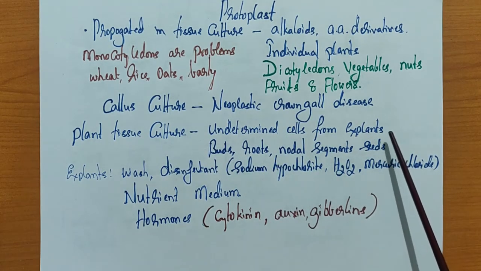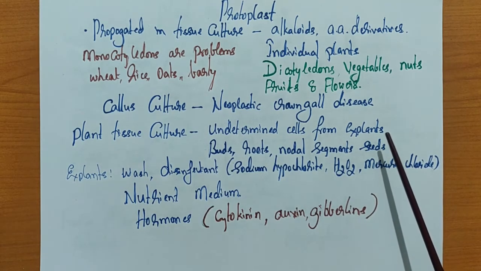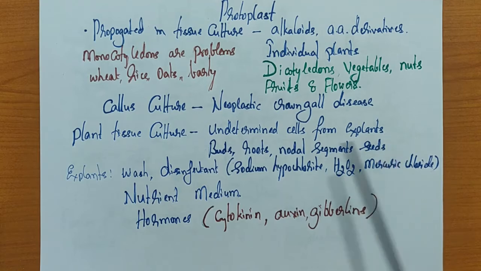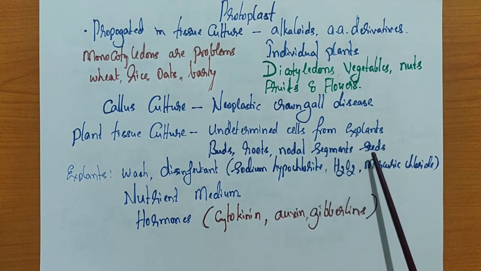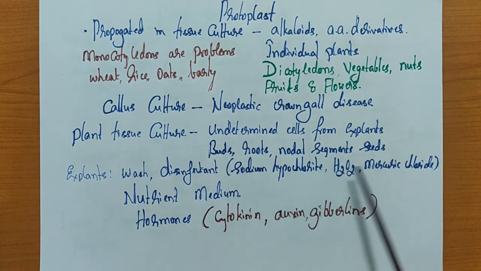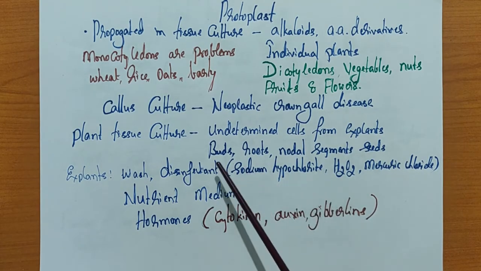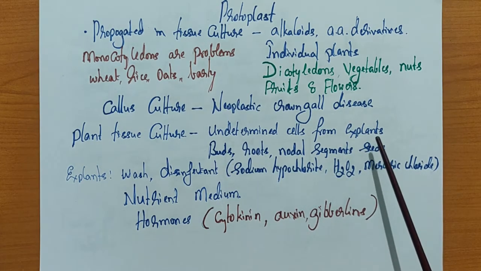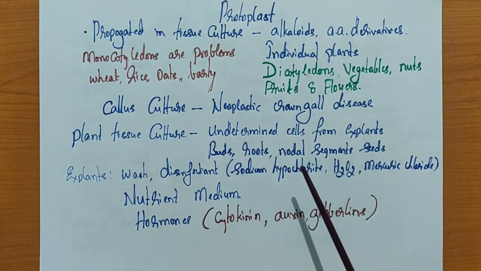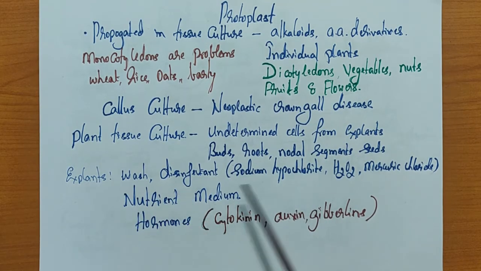What are these explants? Explants are a region where cell division is maximum, for example root tips, buds, nodal segments, as well as seeds. So we select several actively dividing regions and take out a small piece. That we call an explant. So it is an actively dividing region of a plant, and we take this tissue and process it like this.